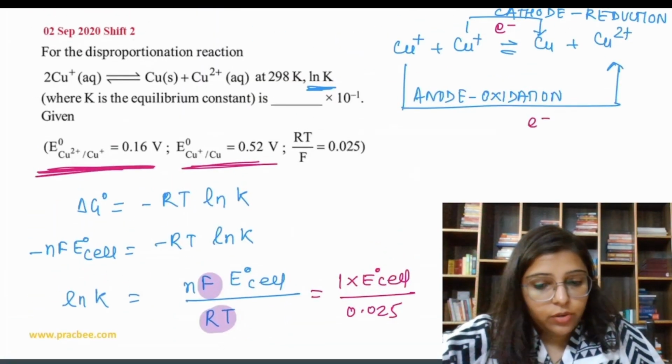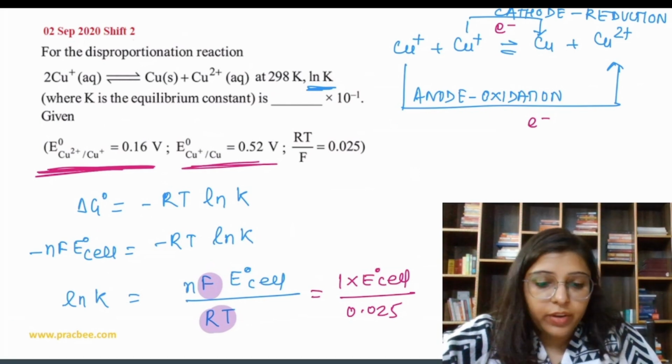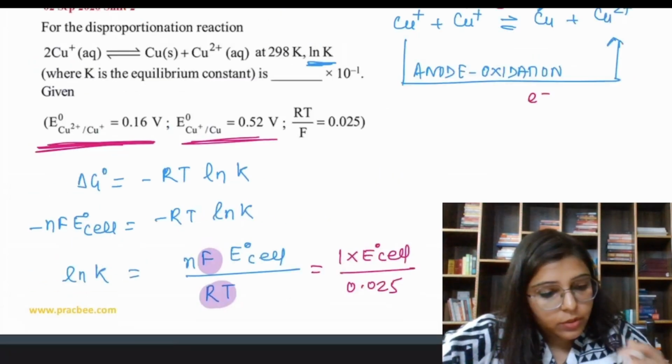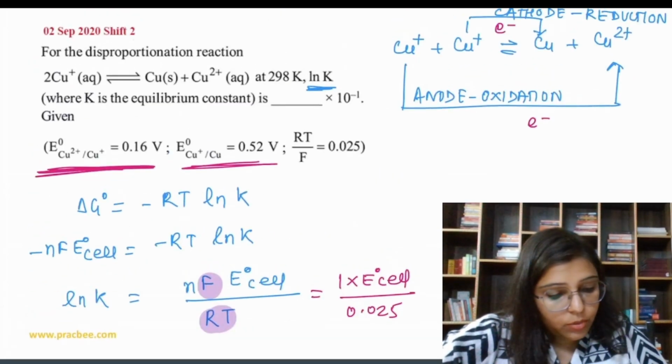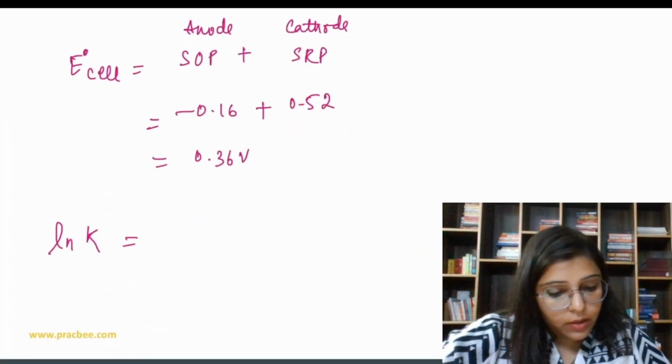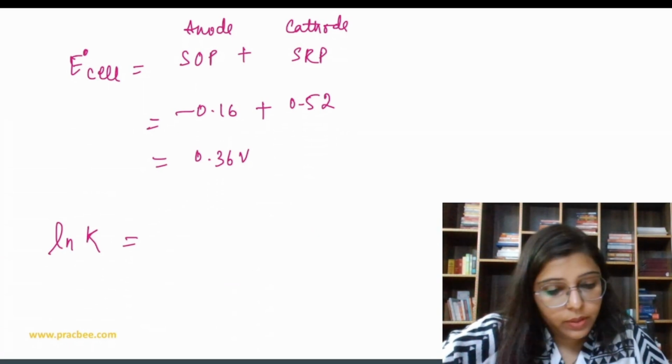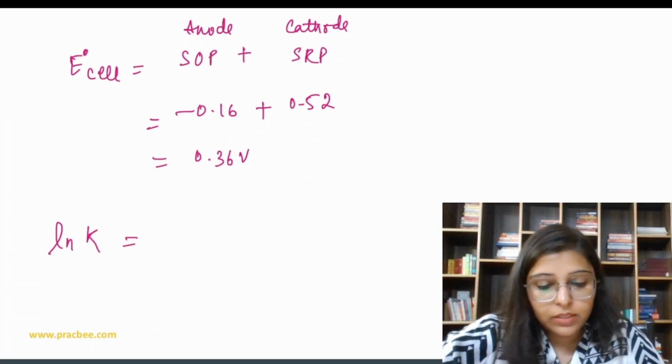So ln K is 1 into E naught cell divided by 0.025. When you solve this, just check my calculation. What is the value of this one? 0.52 minus 0.16. This is 0.36.